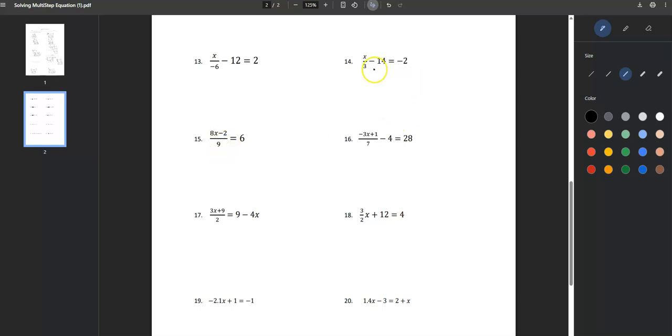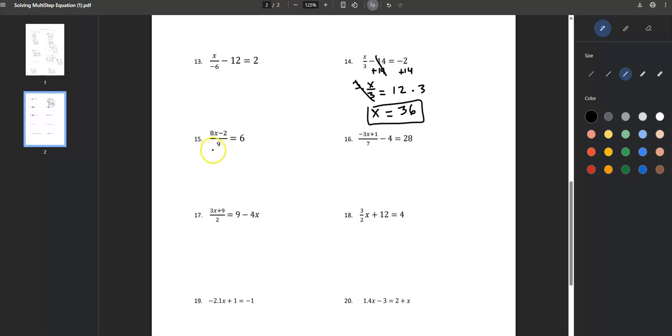Okay, so here's how this would look. For this one, I would add 14. That gives x over 3 equals, because that cancels out, 12. And then I have this divide 3, so I'm going to times by 3, because that'll get rid of that, and I'll be left with x. Again, 12 times 3 is going to give me 36. So that's how that one looks, because the fraction's only over the x.